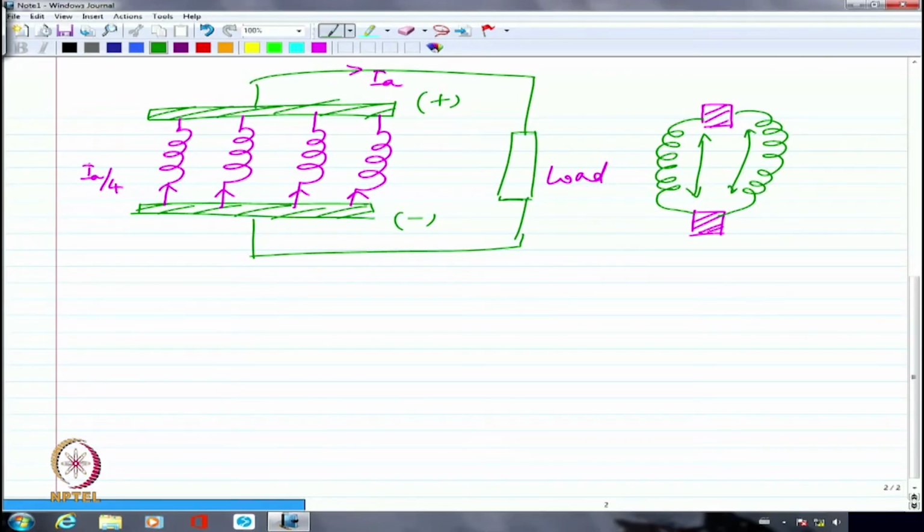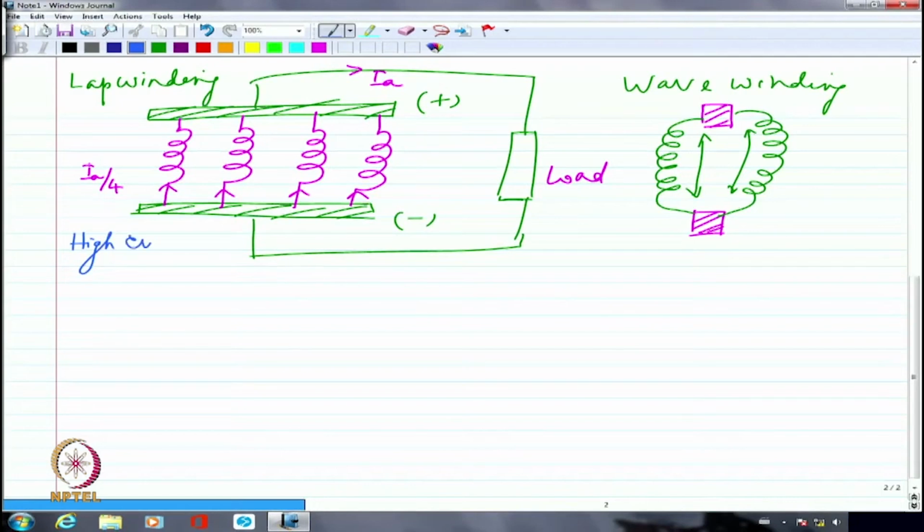So which means the voltage rating definitely is going to be higher because I'm going to have totally 6 turns, which means 12 conductors connected in series continuously. So because of which I'm going to have a higher voltage rating. So this corresponds to lap winding, whereas this corresponds to wave winding. So we just completed the last class saying that lap winding is meant for a high current, low voltage machine, whereas this is a lower current and high voltage machine.